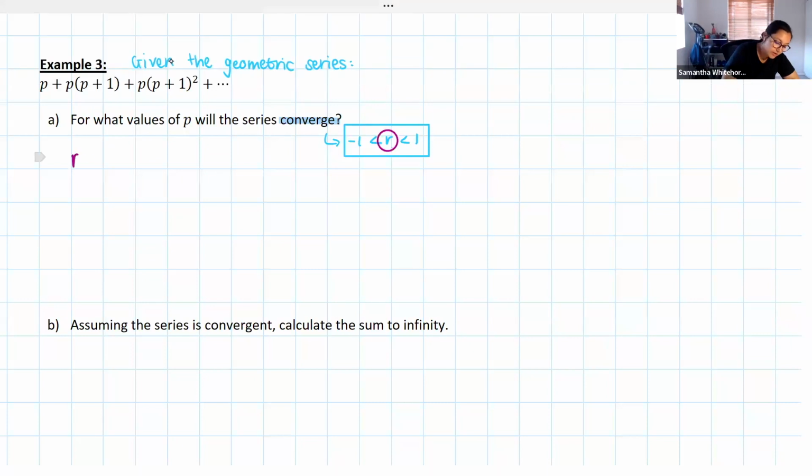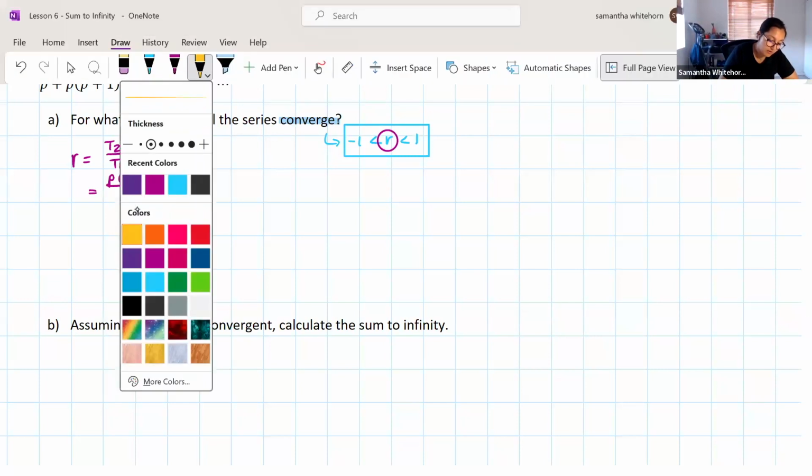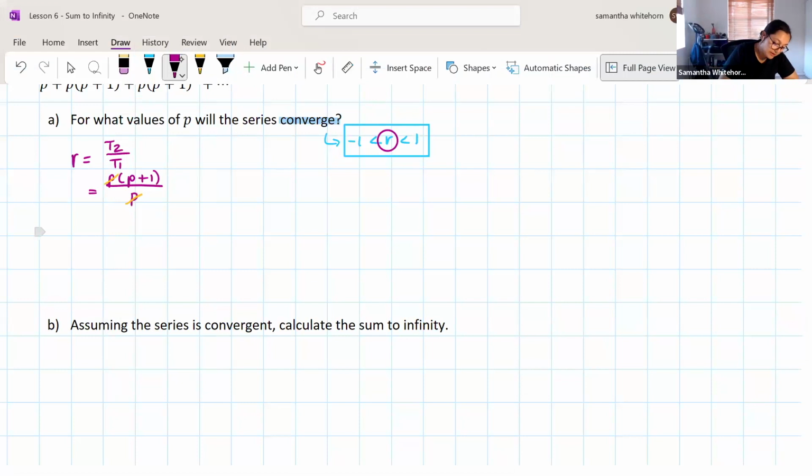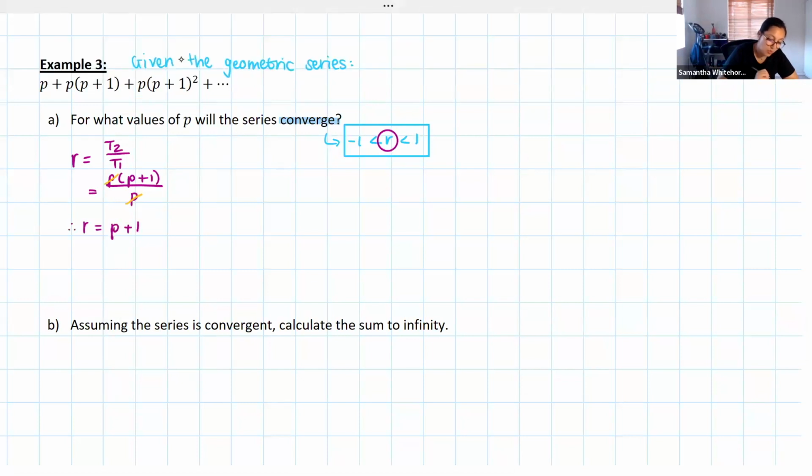So we know R is found by saying T2 divided by T1. That would be P times (P plus 1) divided by P. And hopefully what you can see here, grade 12s, is the fact that the P's divide away. So P divided by P is 1. Essentially, that's gone. And so my R value is equal to P plus 1.